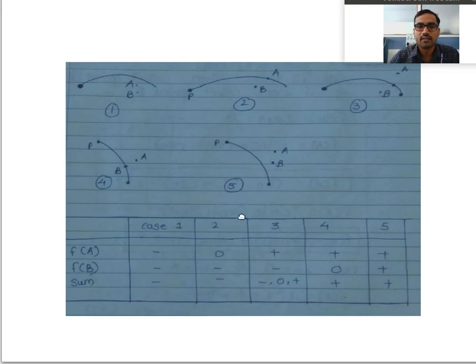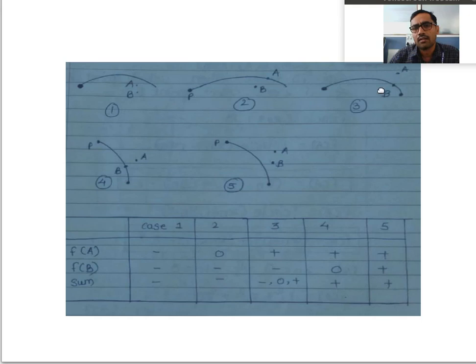Second case, we can see point A is on the boundary of the circle, so it will produce 0: x square plus y square minus r square equal to 0. B is inside the circle, and as B is inside the circle and A is producing 0, the sum is negative.